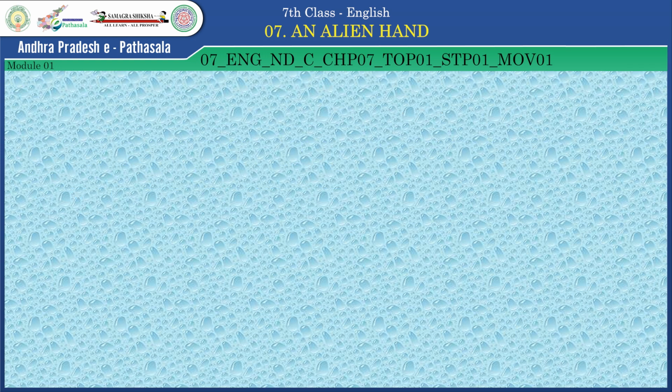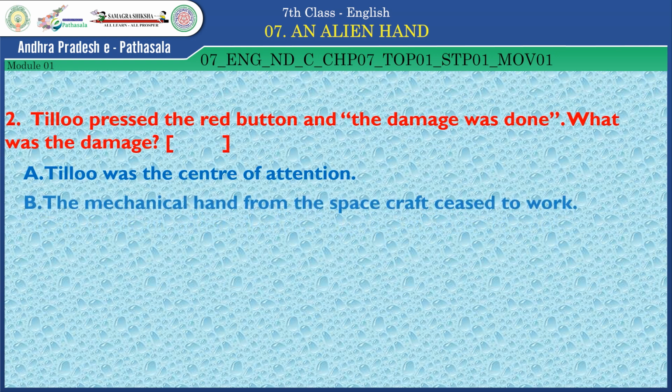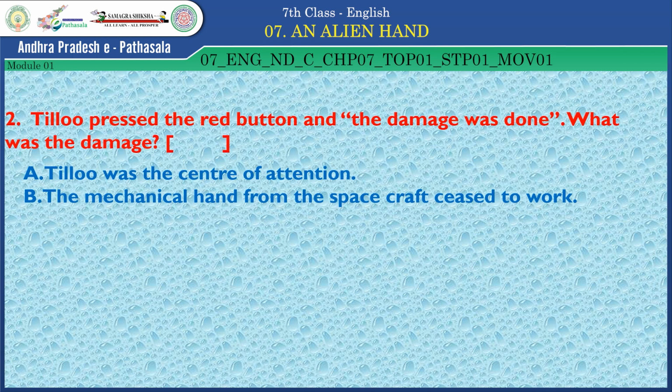Question number 2. Chilo pressed the red button and the damage was done. What was the damage? Option A. Chilo was the center of attraction. Option B. The mechanical hand from the spacecraft ceased to work. Option C. They found the spacecraft working. Which one is the correct answer? Yes, you are awesome. The answer is option B.